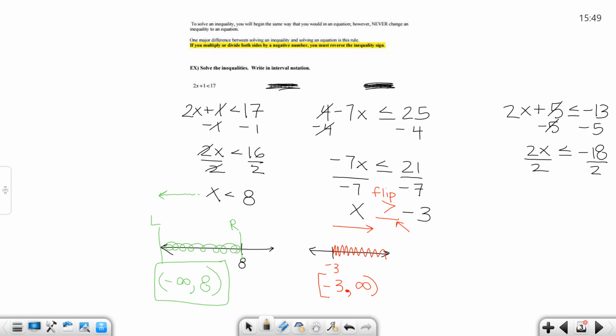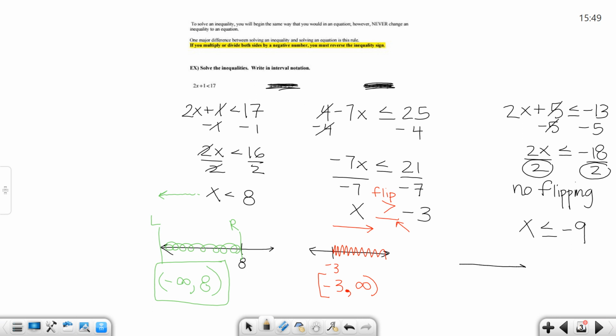You'll say, well, wait, your answer's negative 9. It goes by what you divide by. Since I divided by a positive 2, no flipping. 2 is positive, so we don't flip it. So x is less than or equal to a negative 9.